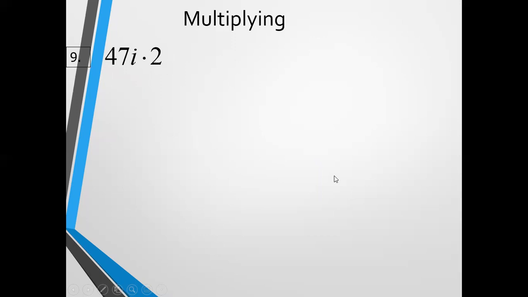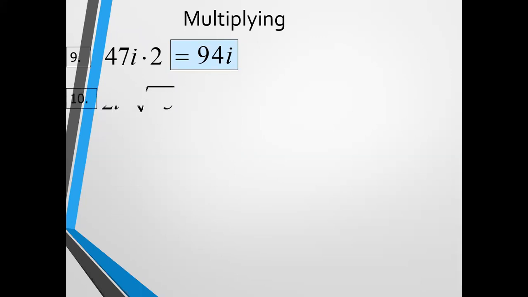So now we want to look at multiplication. If you multiply 47i by 2, what you need to do is just to multiply only the real part by the 2. So if you multiply 47 by 2, you are going to get 94. So when you get 94, you just put the i there, 94i. That's why you have this answer, 94i.